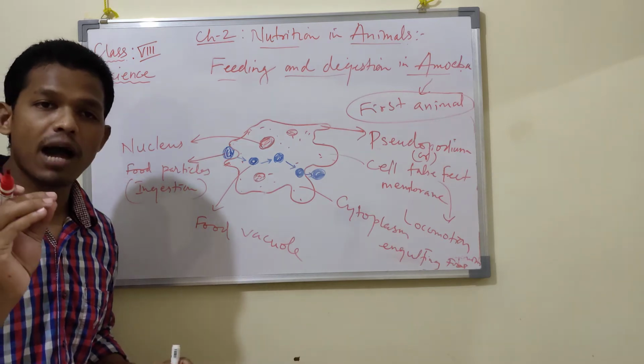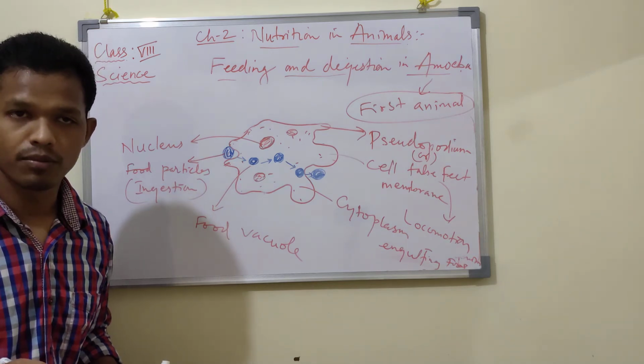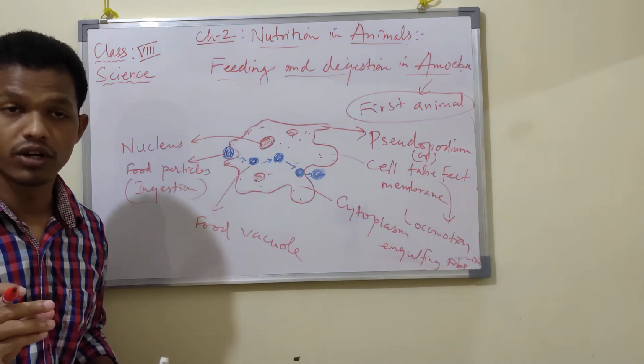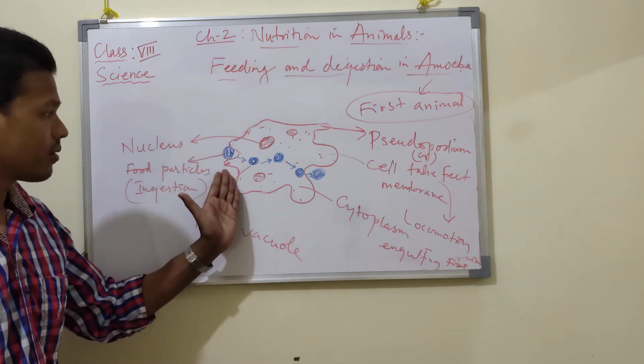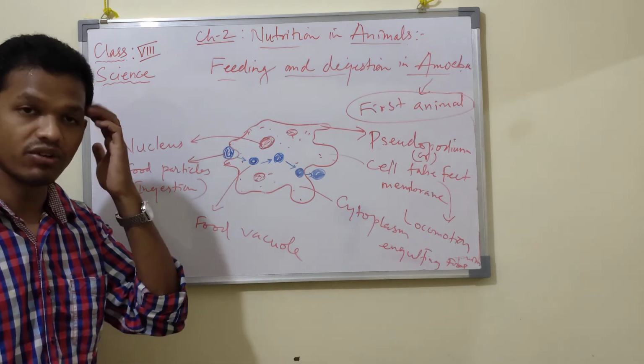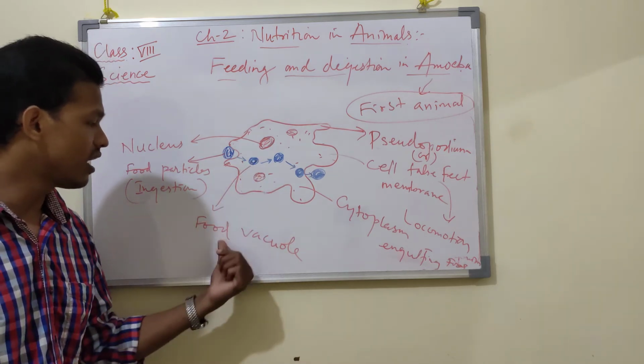The amoeba feeds on microscopic organisms. Got it now? They feed on microscopic organisms. They reach out their pseudopodia and engulf it. It will engulf or capture the food. After capturing, the food is stored in the food vacuole.